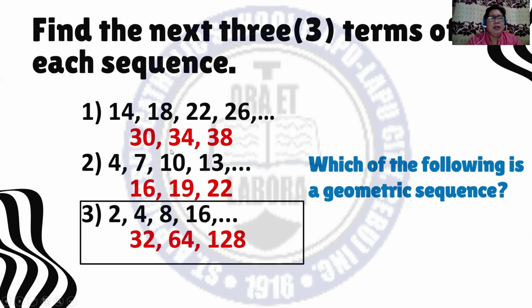While for number 1 and number 2, we cannot find a common ratio, but we can have a common difference, because number 1 and 2 are both arithmetic sequences. Number 1, the common difference is 4, and number 2, the common difference is 3.